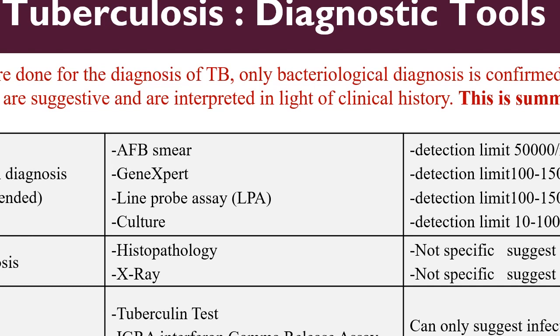The tests which suggest the clinical diagnosis are histopathological and the X-ray, and the tests which are used to diagnose TB infection, mind it, it is not the disease, it is the TB infection, are the tuberculin test and the IGRA, which is interferon gamma release assay testing. And there are other non-specific tests available in the market, that is serological tests, the CBC and ESR, but these are no more used and they are not recommended.